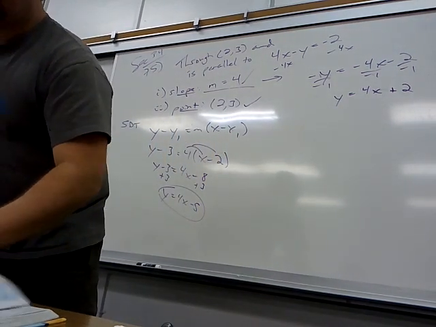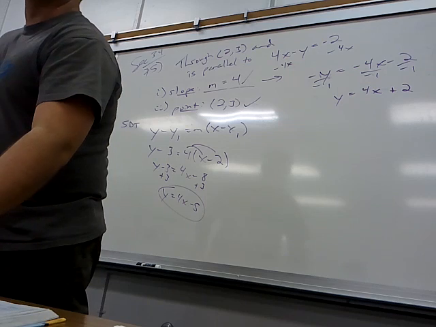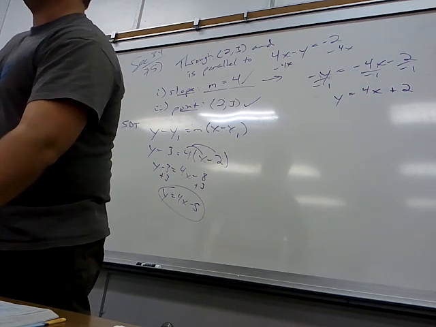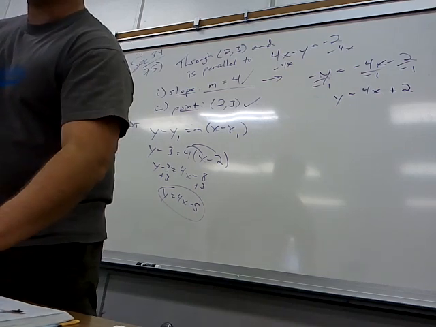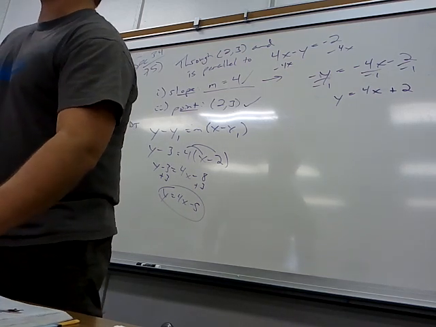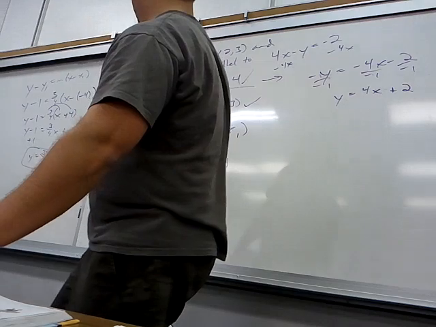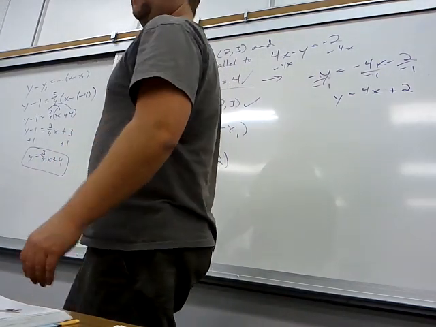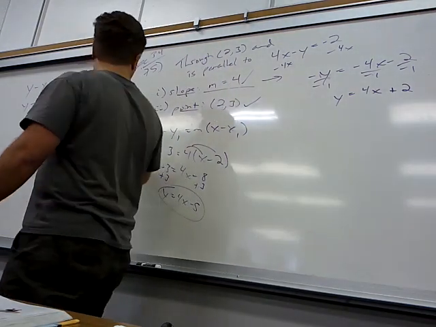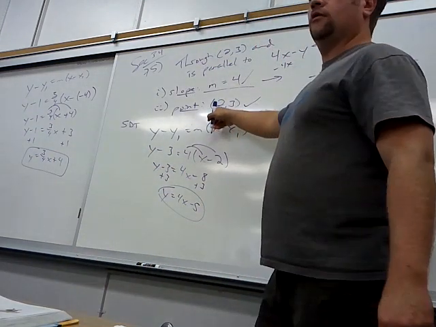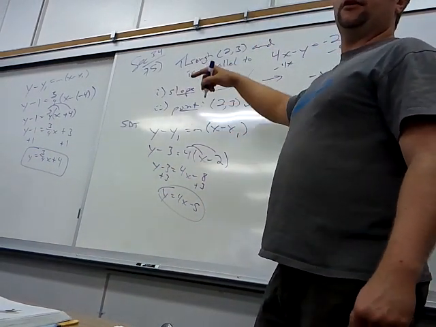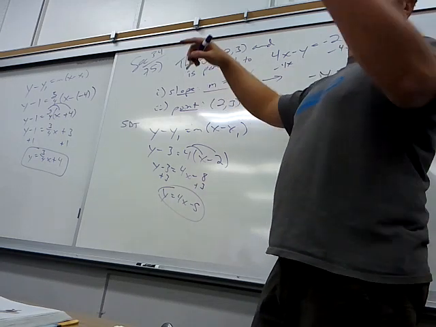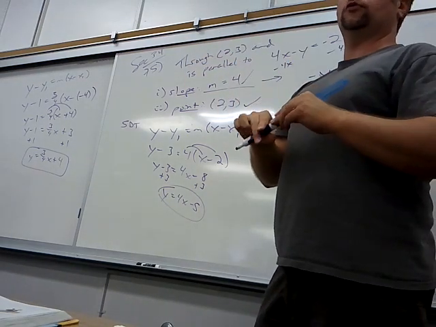Any other questions before we move on? If the point was 0, 3, then you could use either method you want, because (0, 3) means b would be 3.